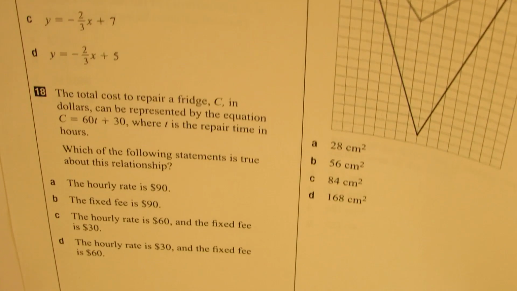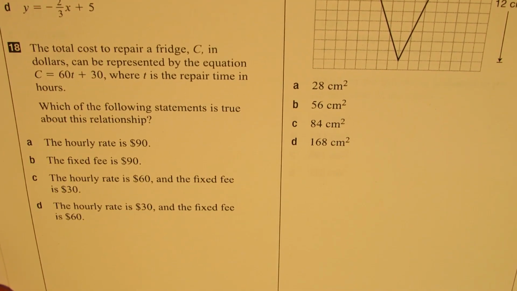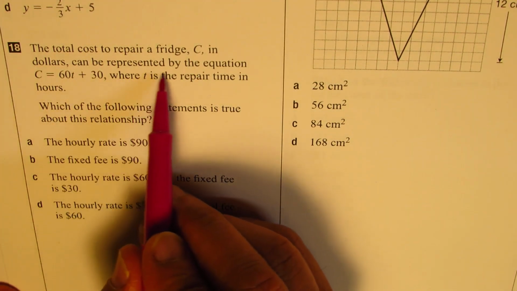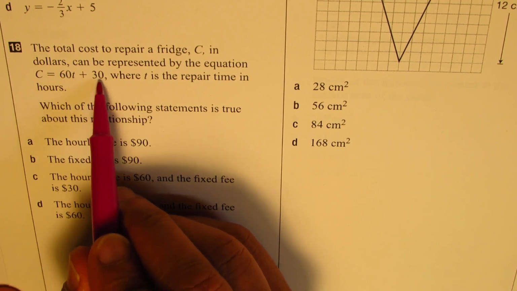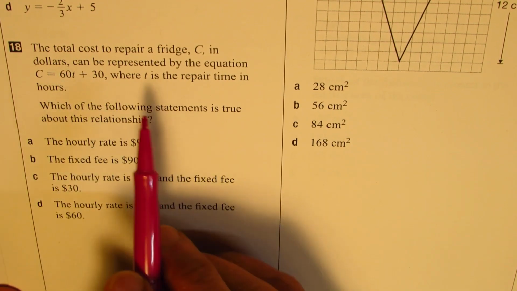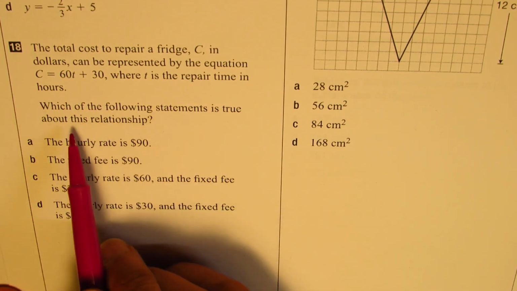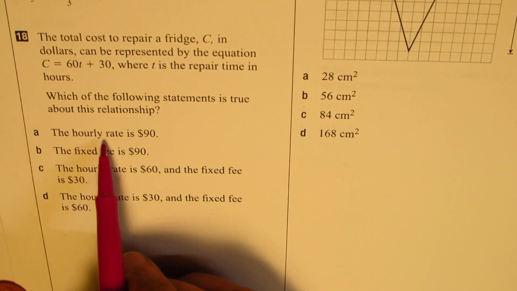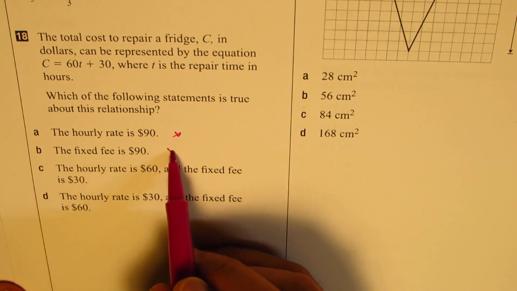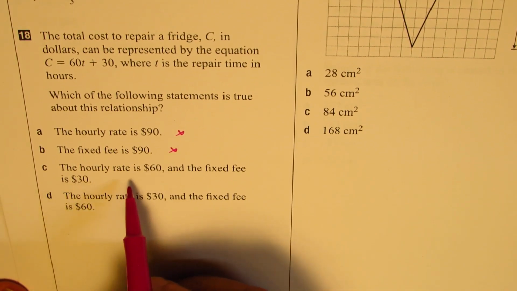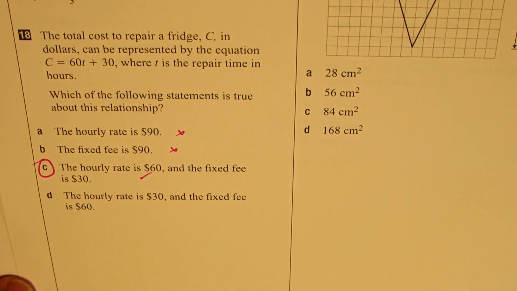Clear? Question number 18. The total cost to repair a fridge C in dollars can be represented by the equation C equals 60t plus 30, right? That means 30 is fixed cost and the rate is 60, where t is the repair time in hours. Which of the following statements is true about this relationship? The hourly rate is 90, no, it is 60. The fixed fee is 90, no, nothing to do with 90. Hourly rate is 60, okay. And the fixed fee is 30, perfect. So that is the correct option.